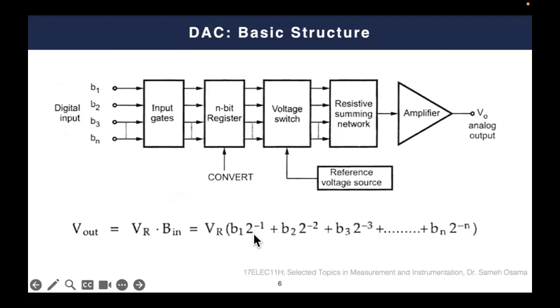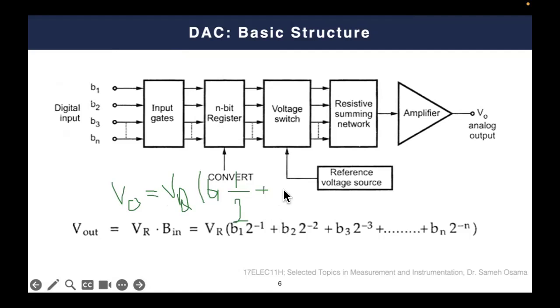So, for example, if I need to write an equation that represents the output analog voltage for a 3-bit digital to analog converter, I can write V output equals VR times, so the most significant bit, which I call P1, will be weighted by 1 over 2 to the power 1, which is half.